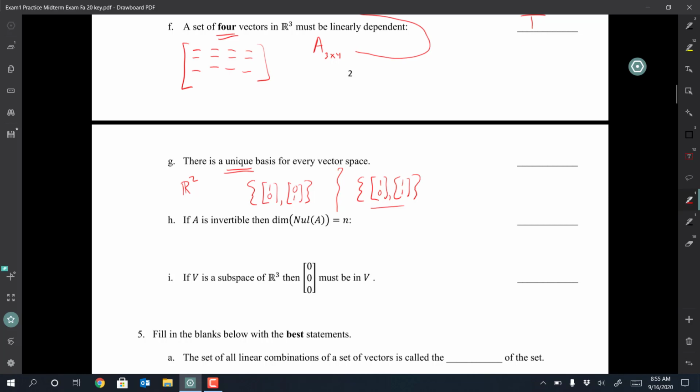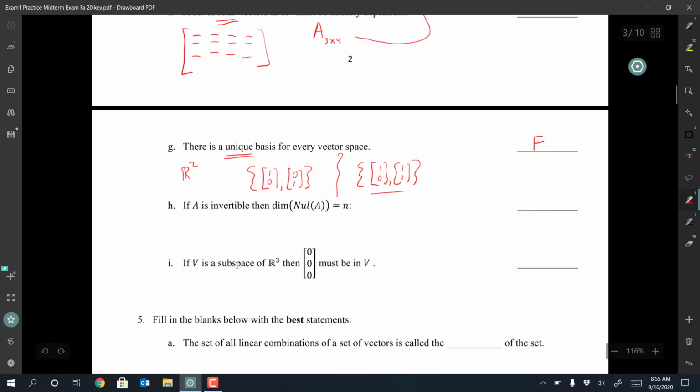So there are infinitely many choices for a basis. They will all have two vectors in them, but they're certainly not unique. So this is false. There is not a unique basis for a vector space.